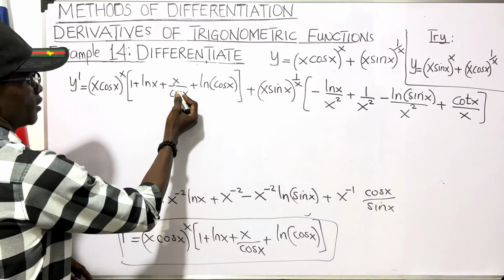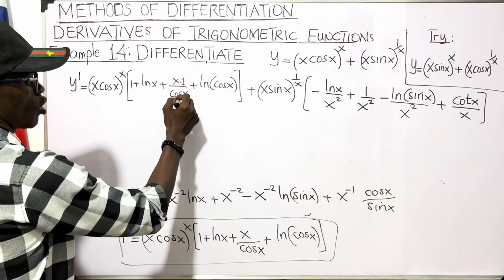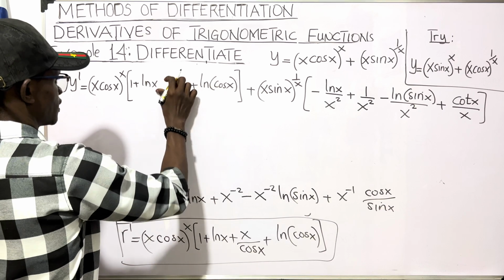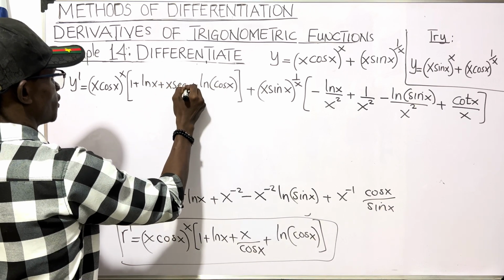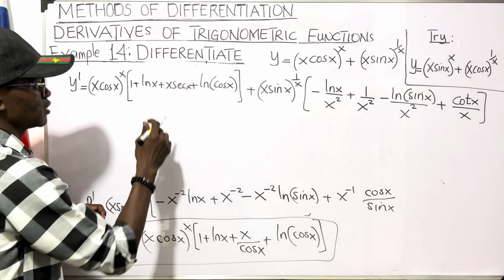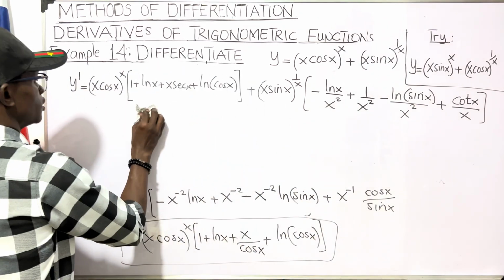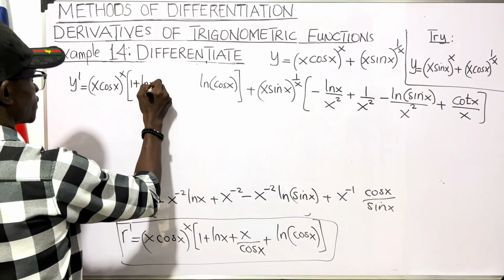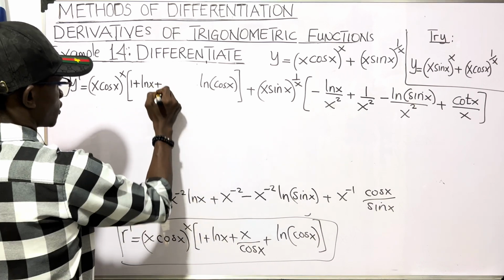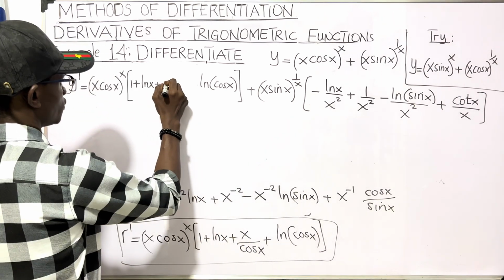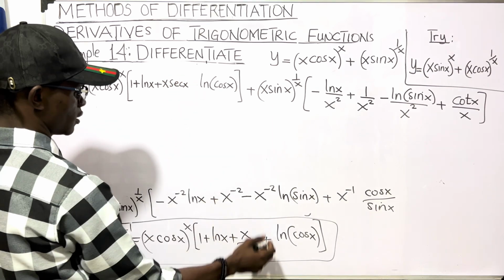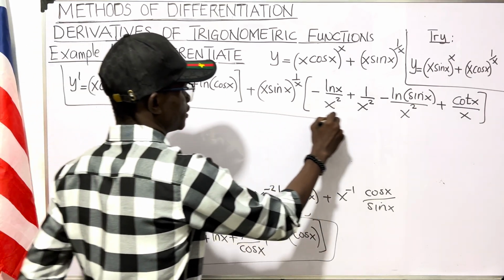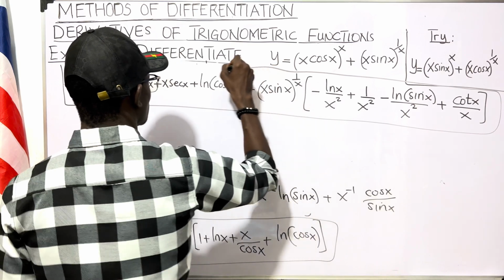So if we like, this is 1 over cos. So 1 over cos we know is secant. If we like, we can rewrite this as x times secant of x. It's still the same. It doesn't make any major change. So let's write it properly. Ln of x plus 1 over cos is secant, so it's x secant of x, and then plus ln of cos of x. So this is actually our final answer. It's kind of long. This is our final answer.